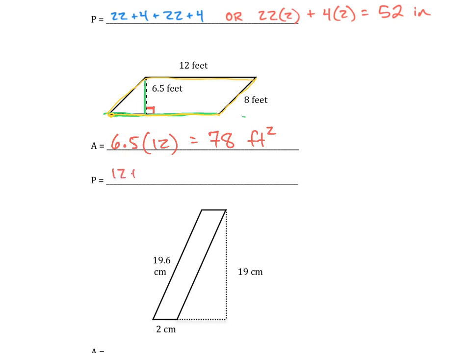We'll just keep it simple. 12 plus 8 plus 12 plus 8. 12 plus 8 is 20. 12 plus 8 is 20. 20 plus 20 is 40 feet. Okay? That perimeter is 40 feet.